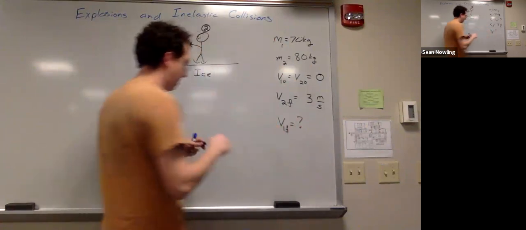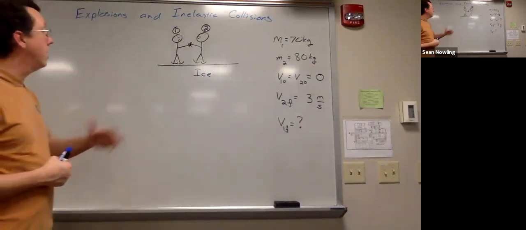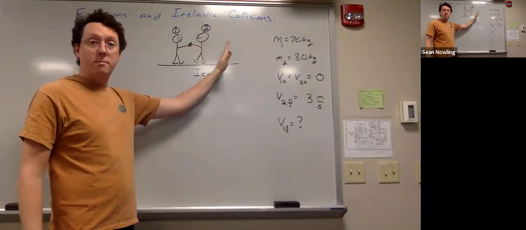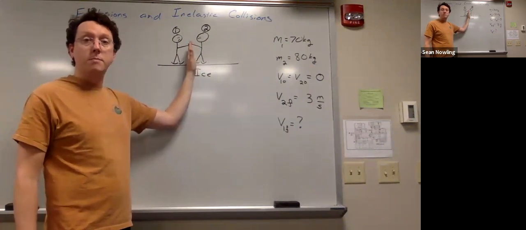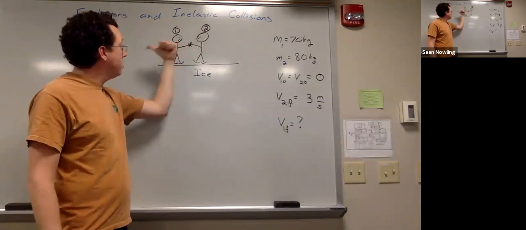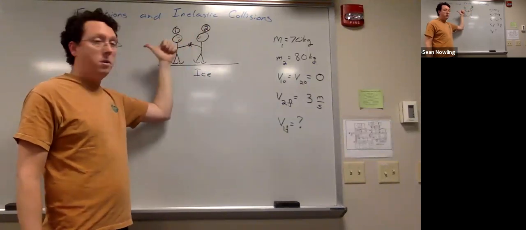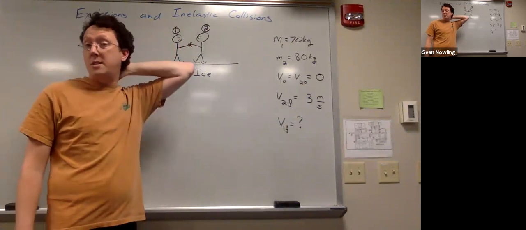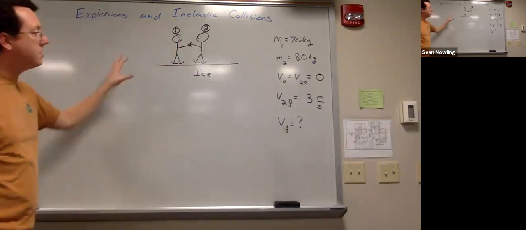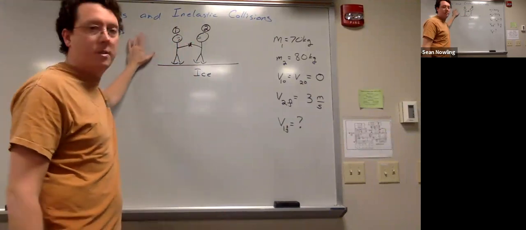What are we expecting? Well, this person on the right gains momentum, right? They started at rest, no momentum, and they gained positive momentum, okay? Person 2 was pushed to the left. I expect the final velocity to be negative.